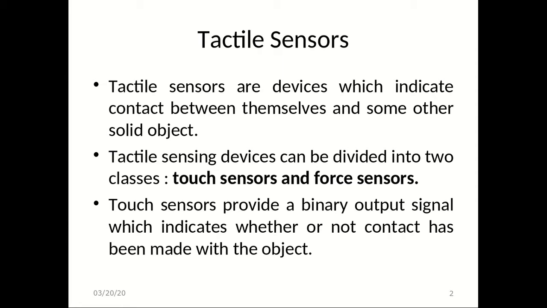A touch sensor provides a binary output, that is 0 or 1, which indicates whether or not contact has been made with the object. So if a robot touches or contacts an object, it will send 0 or 1. In this way, we can identify whether the touch is made. So this is a very simple type of sensor. We can fabricate it with a simple micro switch.